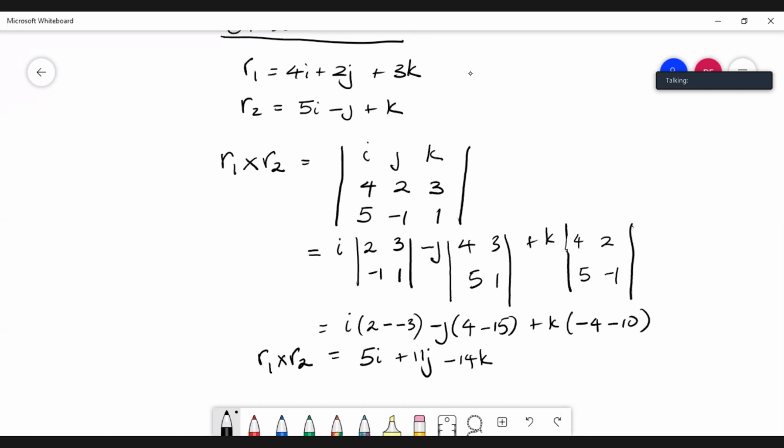So check if my maths is correct. So that's the mechanics of how we find the cross product. But what is it that the cross product gives us? Well, what did you say that it gives us? Parallel vectors.